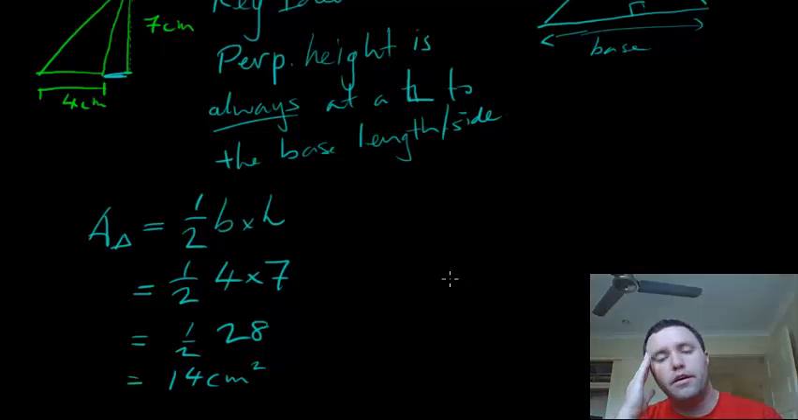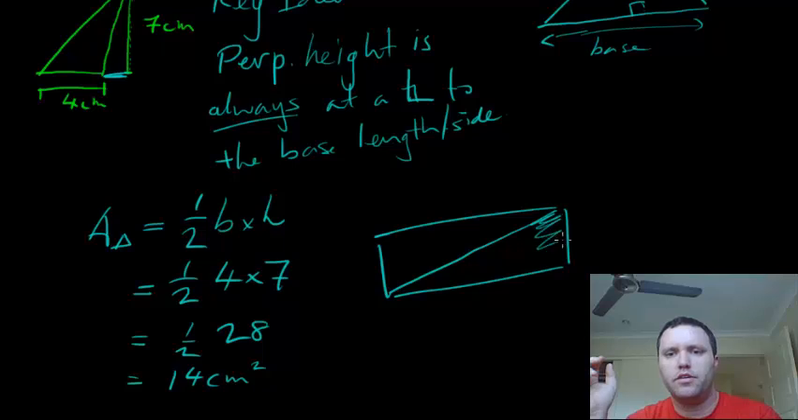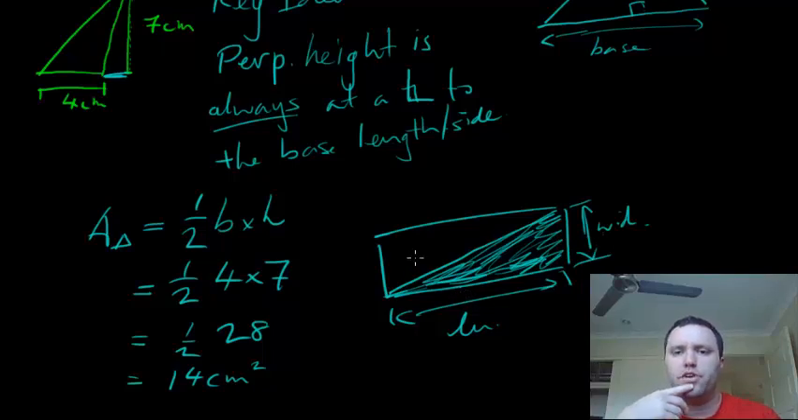Now, this half base times height comes from the idea that a triangle is half of a rectangle. Here could be our triangle that I'm colouring in. You can see that the area of this is half of the area of a rectangle, which would be a length by a width. So that's how we get triangles being half of a rectangle's area.